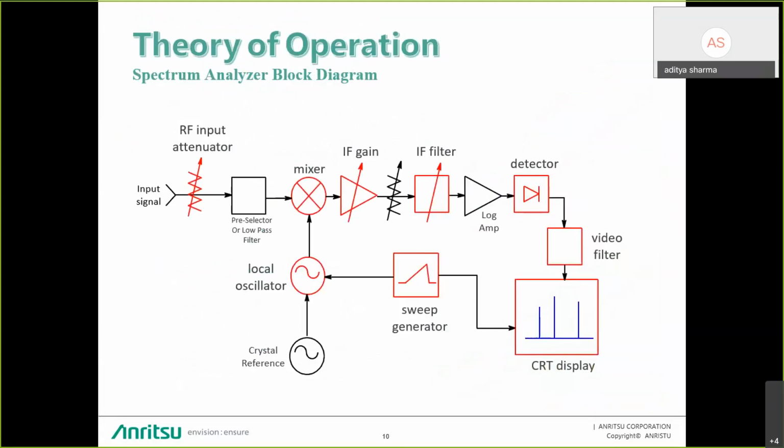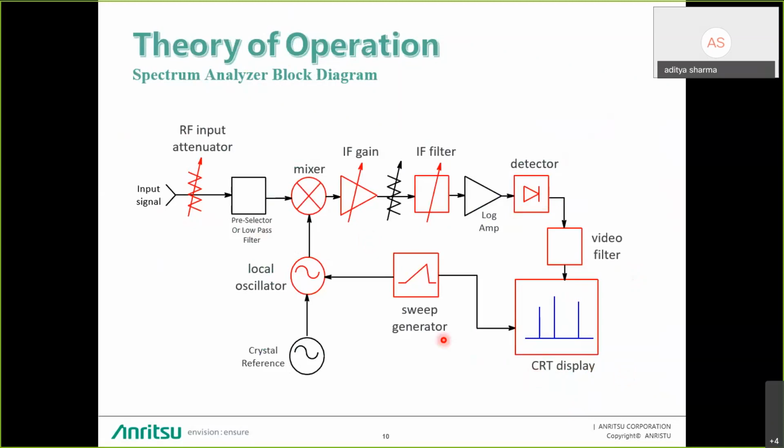You can see this is a basic block diagram of a spectrum analyzer. In the simple block diagram, we have different components. The first is the input signal. Then we have the input attenuator, the RF attenuator. Then we have the pre-selector, which is a low pass filter. That goes to the mixer, which is connected to the local oscillator. Then we have the IF bandwidth, IF gain, IF filter. We have a detector, video filter, and then a CRT display unit. We have a sweep generator as well to change the local oscillator and simultaneously sync the CRT display.